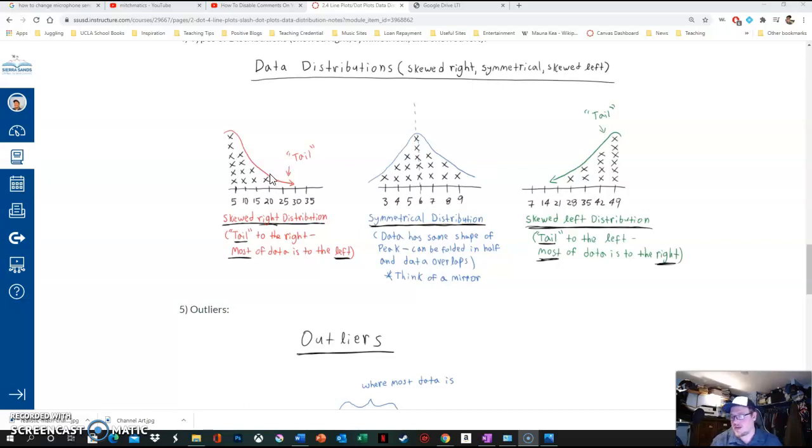So let's start from left to right. So if I look right here, this is called a skewed right distribution. And so it's called skewed right because most of the data starts disappearing or going away to the right. But most of the data is actually on the left. So you have to remember it's the opposite of where the data is located. So if you notice here, most of my data is to the left. So my distribution is skewed right, despite it being on the left.